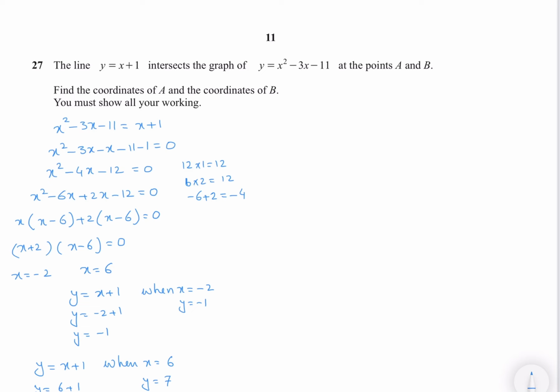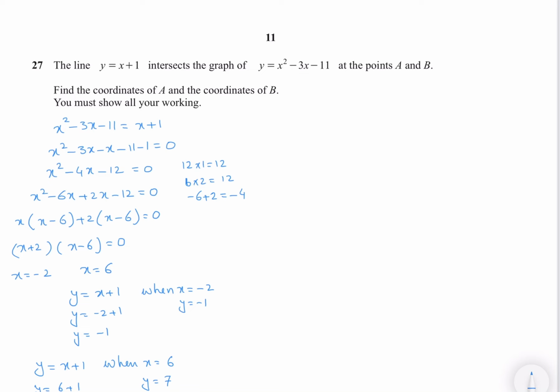So equate them. So x squared minus 3x minus 11 is equal to x plus 1. Now bring all the values to one side. So it becomes x squared minus 3x minus x minus 11 minus 1 equals 0. Simplify the like terms. So it becomes x squared minus 4x minus 12 equals 0. Now from here you factorize it by the help of middle term breaking. So you get x is equal to minus 2, x is equal to 6.